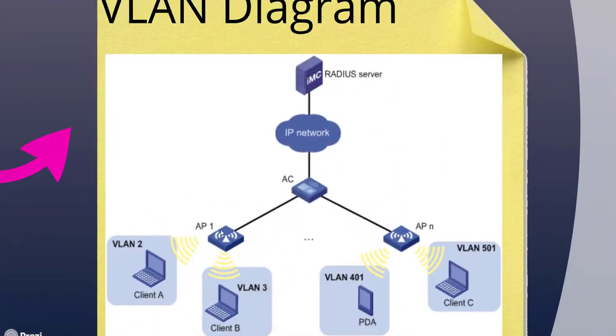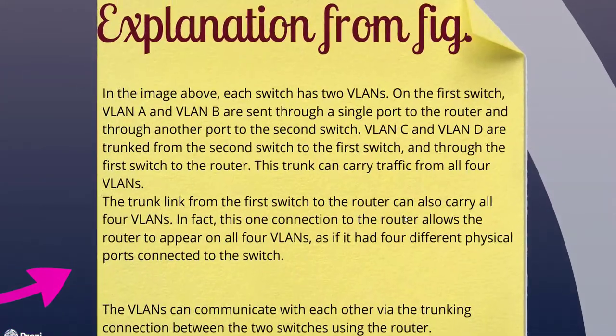Let's go back there. This trunk carries traffic for VLANs that physically look like they are in the same network. That's what it means: they are connected to the same trunk, as if they had four different physical ports connected to the switch. The VLANs can communicate with each other via a trunking connection between the two switches using the router. Through the router, that's the only way that the VLANs can communicate with each other.